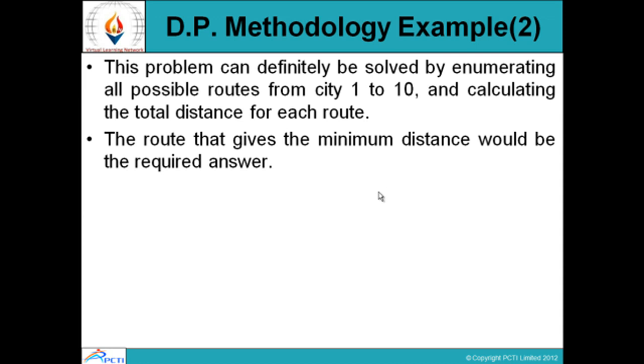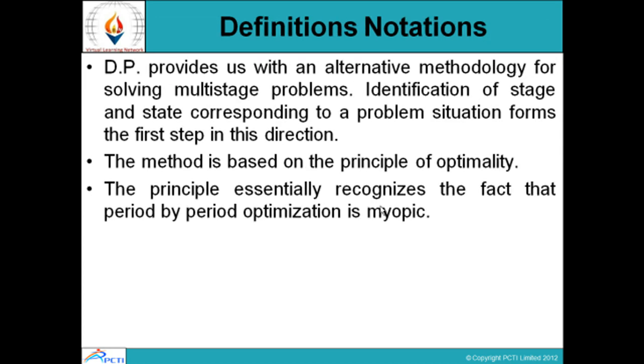This problem can definitely be solved by enumerating all possible routes from city 1 to 10 and calculating the total distance for each route. The route that gives the minimum distance would be the required answer. DP provides us with an alternative methodology for solving multi-stage problems.